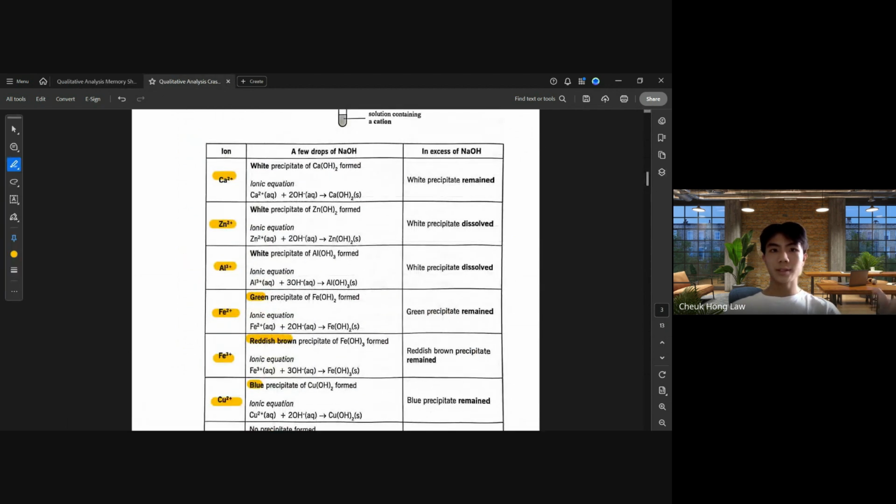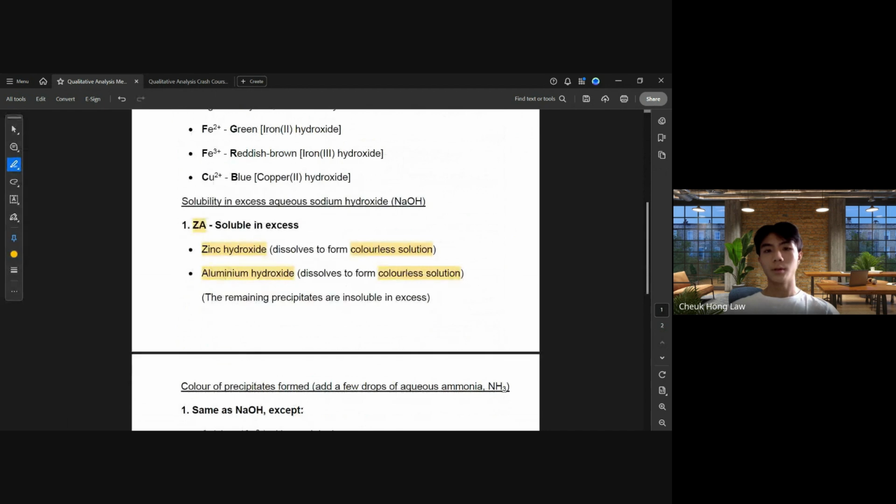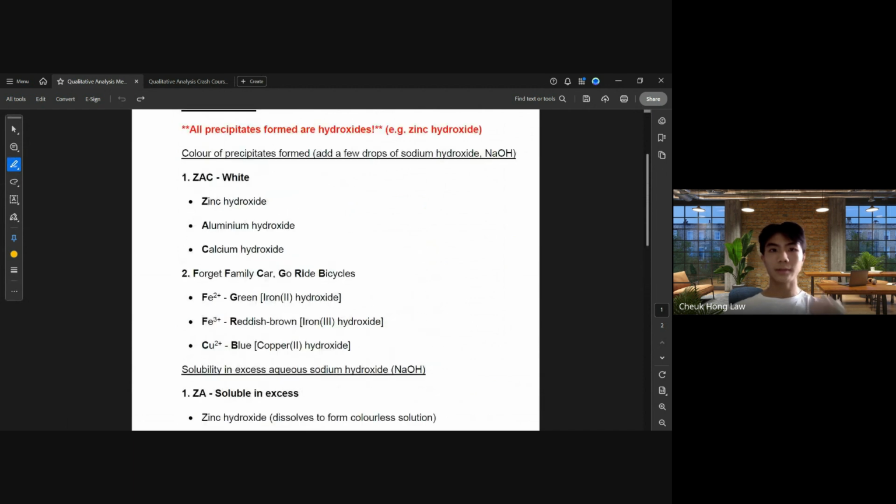Okay, as you can see, zinc hydroxide will dissolve in excess and aluminum hydroxide will dissolve in excess. What about the rest? The rest will remain, which means it is insoluble. Okay, the remaining precipitates are insoluble in excess. Right, so that is for testing for cations with sodium hydroxide.